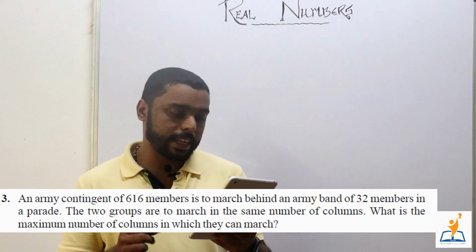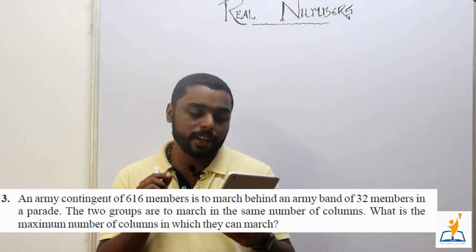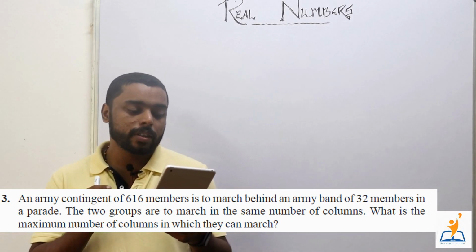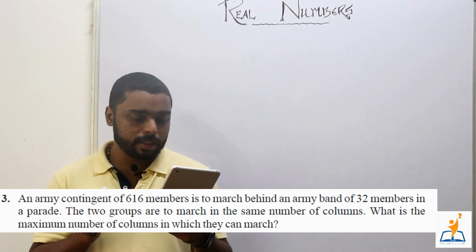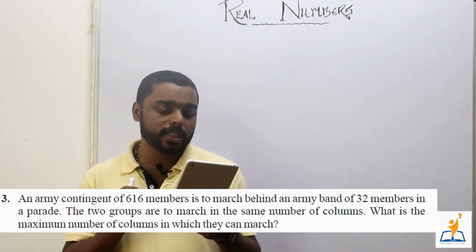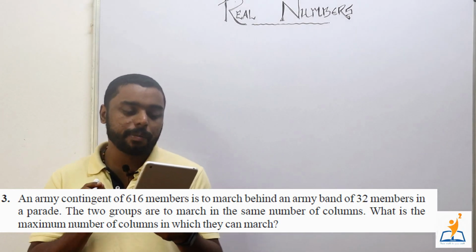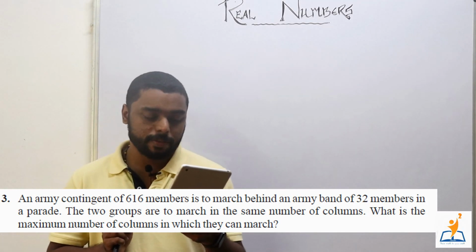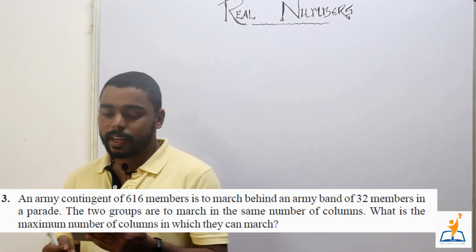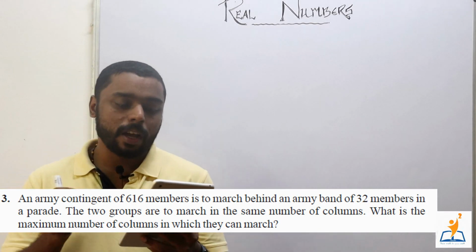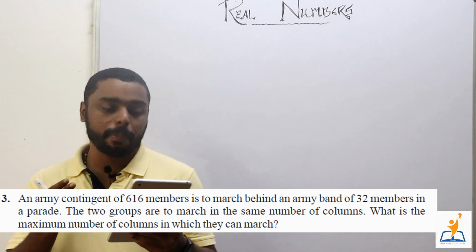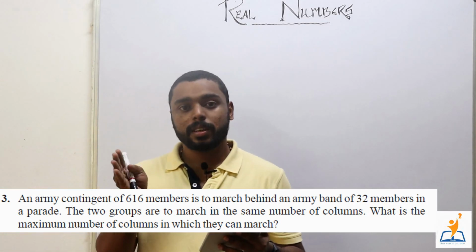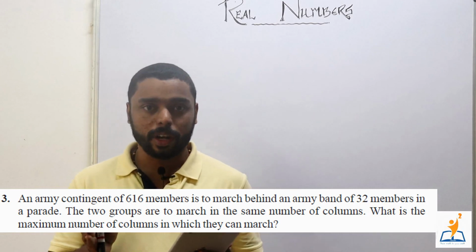Example 3. The question is, an army contingent of 616 members is to march behind an army band of 32 members in a parade. The two groups are to march in the same number of columns. What is the maximum number of columns in which they can march? So here 616 members have to march behind a band of 32 members, and the number of columns each group should form must be equal.